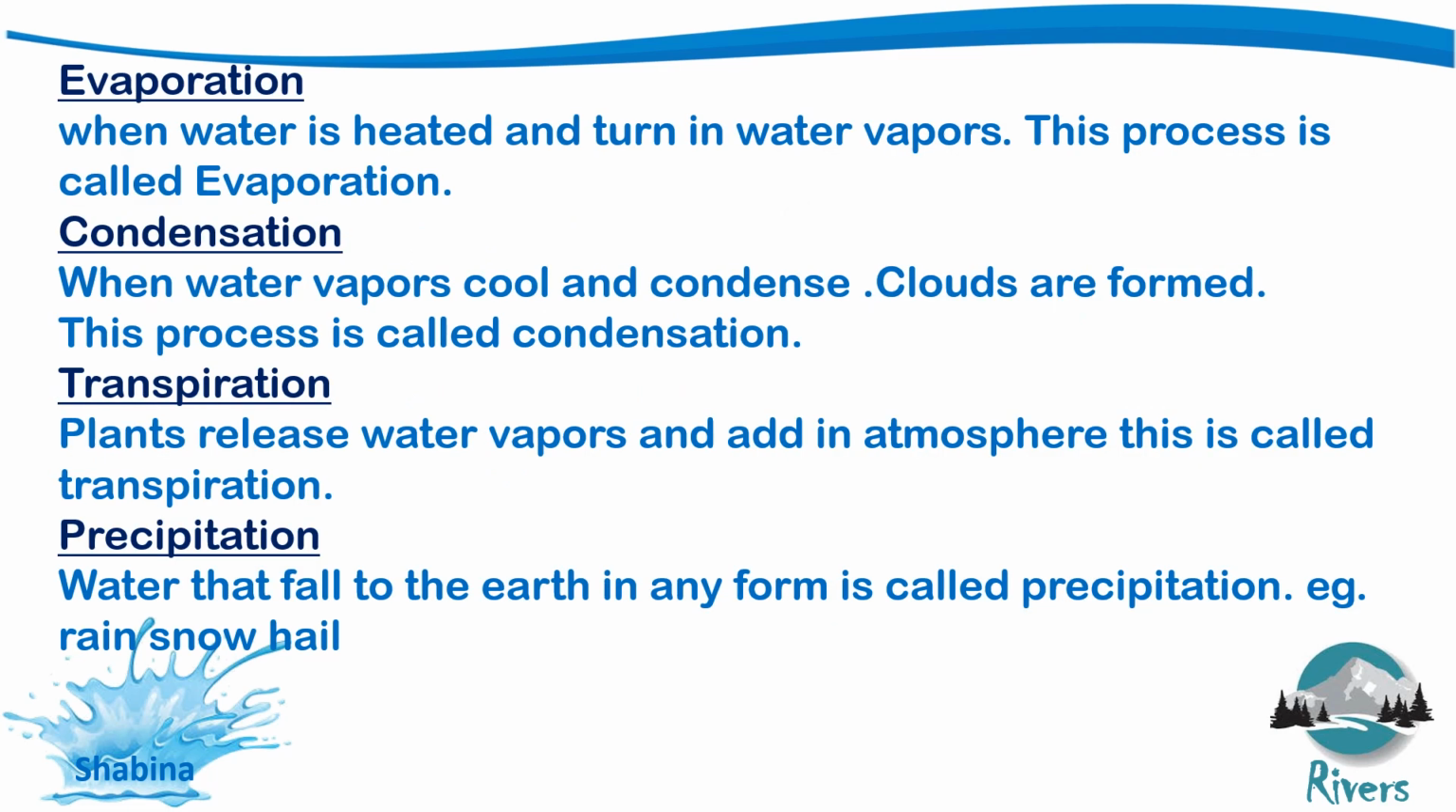In water cycle, the components of a water cycle are evaporation. When water is heated and turned into water vapor, this process is called evaporation. Then condensation. When water vapor cools and condenses and forms cloud, this process is known as condensation. Transpiration. Plants release water vapors in air in atmosphere. This is called transpiration. And precipitation. Water that falls to the earth in any form is called precipitation. For example, rain, snow and hail. But the first is precipitation. The water cycle starts from precipitation, and the main energy source is sun.